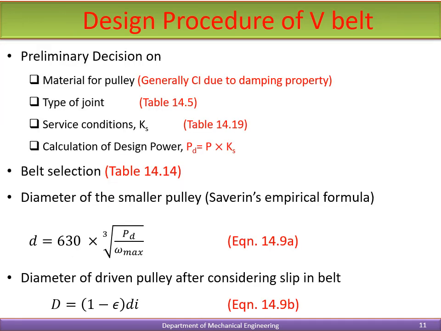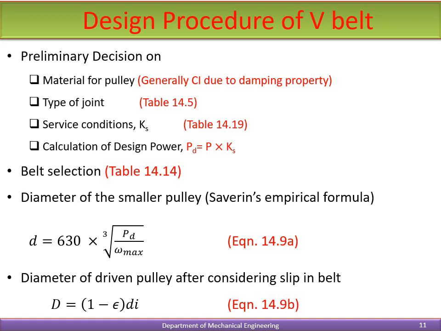And the design procedure for V belt is very similar to flat belt. First we will consider the preliminary decision, material of the pulley. Normally CI, cast iron, is used because it has good damping property. And then we will find the type of joint using table 14.5, and service conditions KS, and calculation of design power P into KS.